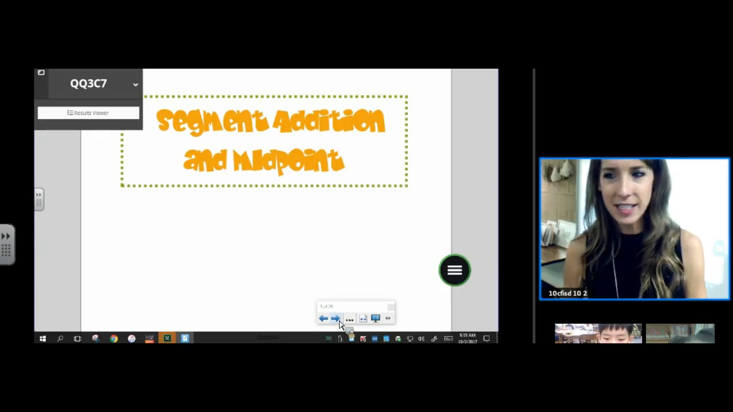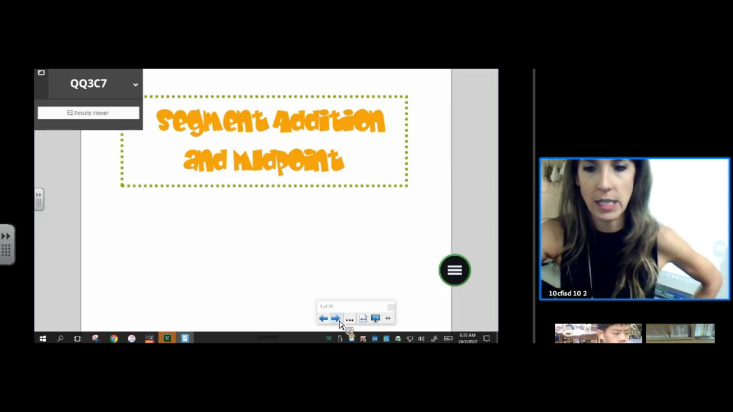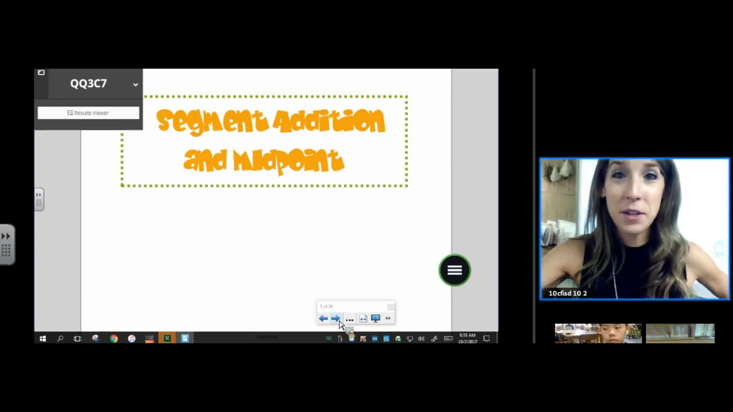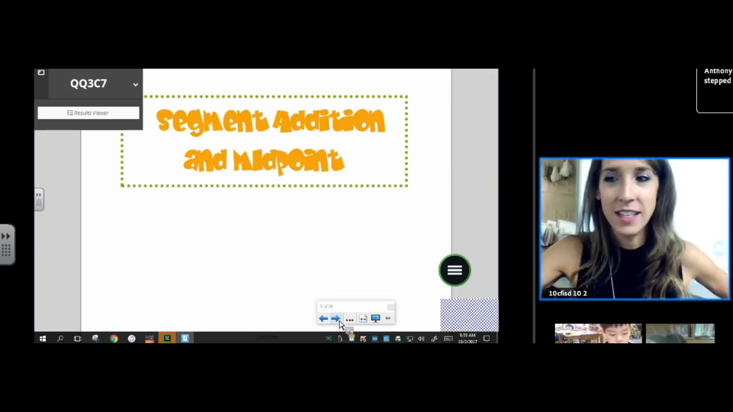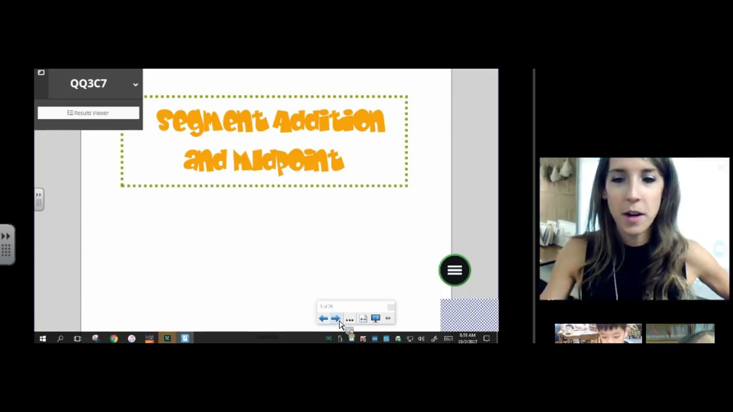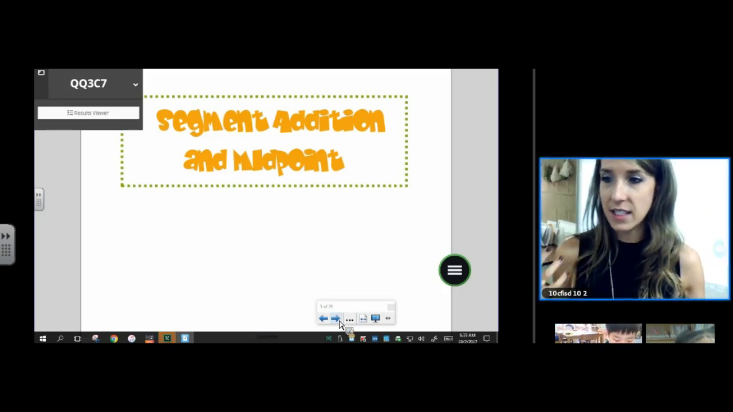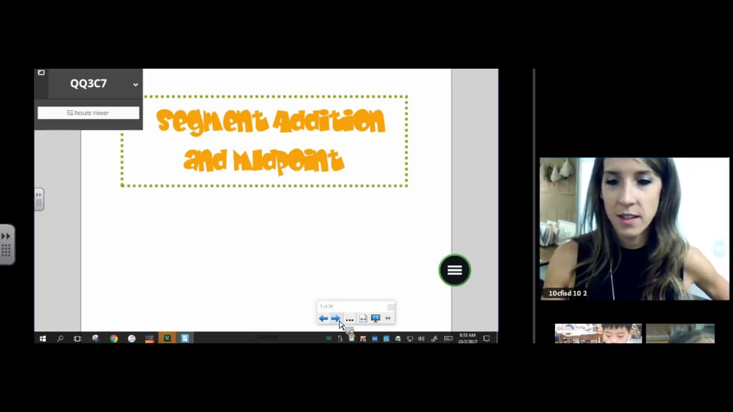Wherever you take notes, get it out and title it Segment Addition and Midpoint. We're going to finally put your algebra skills to use. We're going to be solving for x today to find missing lengths of segments. So, segment addition and midpoint.